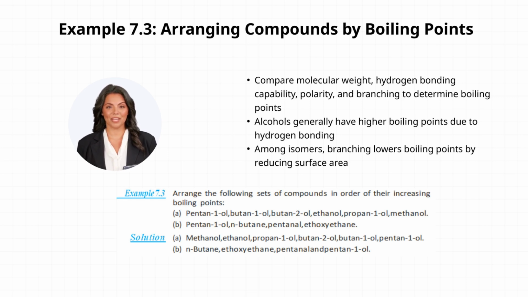In part B, we compare different functional groups. N-butane is a nonpolar hydrocarbon with weak intermolecular forces, so it has the lowest boiling point. Ethoxyethane, an ether, has dipole interactions but no hydrogen bonding, giving it a higher boiling point. Pentanal, as an aldehyde, has stronger polar interactions, so it boils higher. Lastly, pentan-1-ol, with hydrogen bonding, comes out highest. By considering these intermolecular forces, you can predict boiling trends confidently. Now get ready for questions that will spark your own thinking.